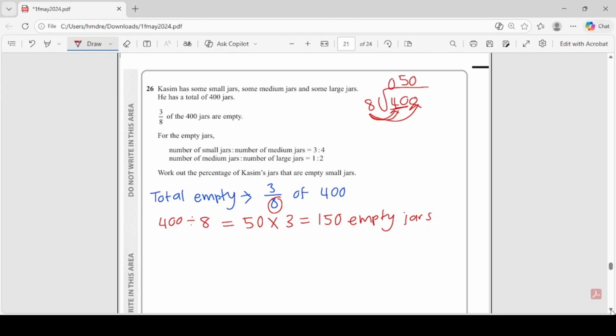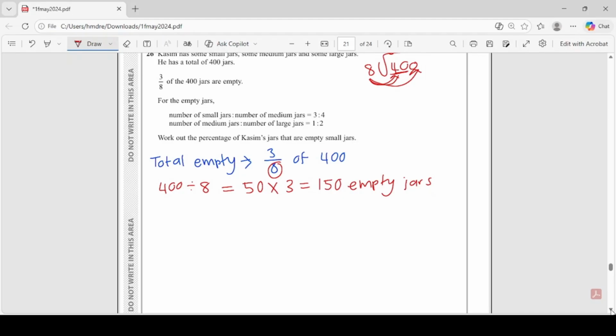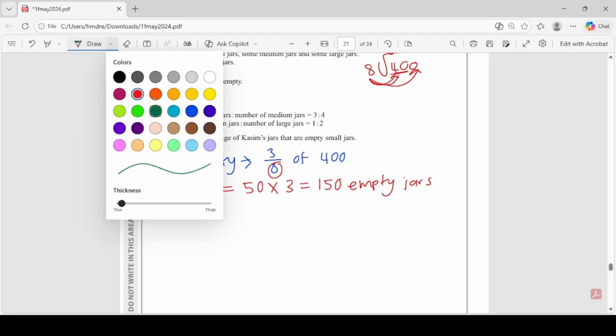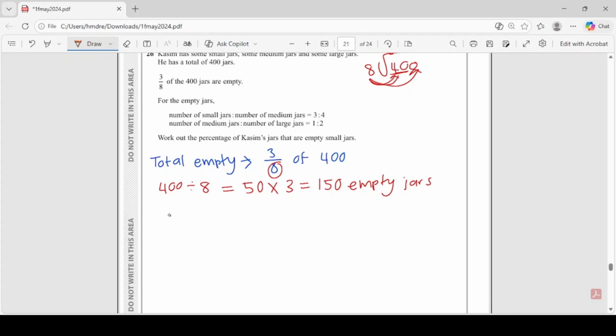Now they say for the empty jars, we have ratio small to medium is 3 to 4. Medium to large is 1 to 2. Work out the percentage of Kasim's jars that are empty small jars. Okay, so let's just write these ratios down quick so we can see what we're working with. So we've got small to medium is 3 to 4. Medium to large is 1 to 2.